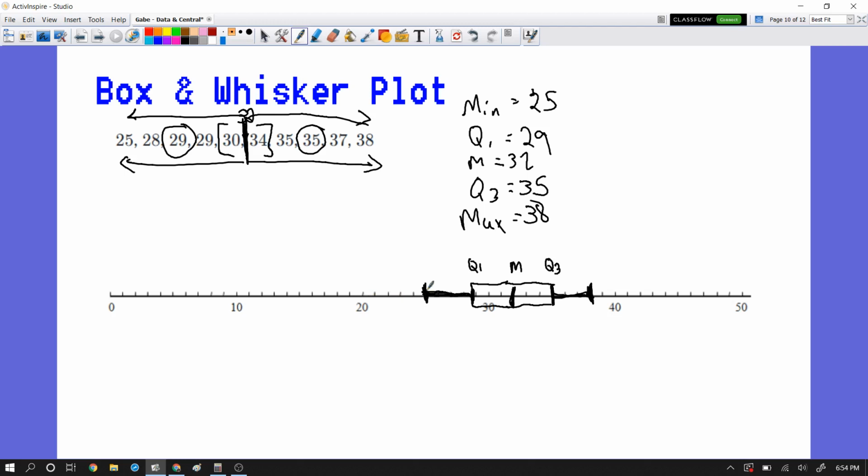So the thing to remember is that you split the data in half. For your lower quartile and upper quartile, find the median, take that lower half, and then find the median of that. Let's do it again.